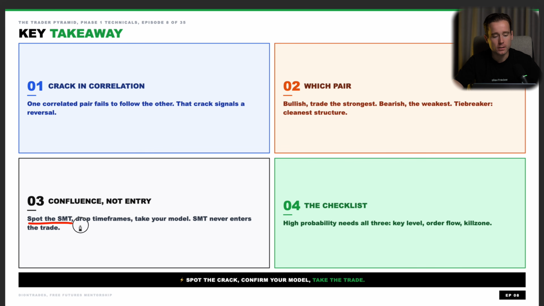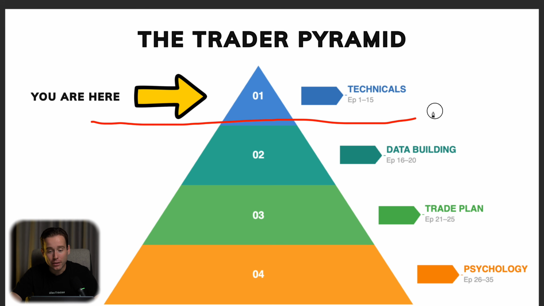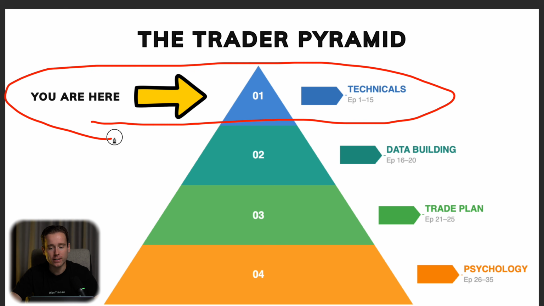So spot the SMT, drop in time frames, take your model. SMT never enters the trade by itself. It needs to be supported by, for example, displacement, a market structure shift. Fair value gaps, order blocks, use as a confluence inside your entry model, and use the checklist. It needs to happen in a key level, following the higher time frame order flow inside a kill zone. So spot the crack, confirm the model, and take your trades. That is it. And now you build the 8th layer inside the trader pyramid in the technicals part.